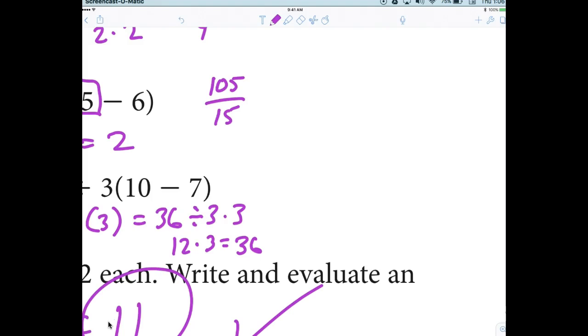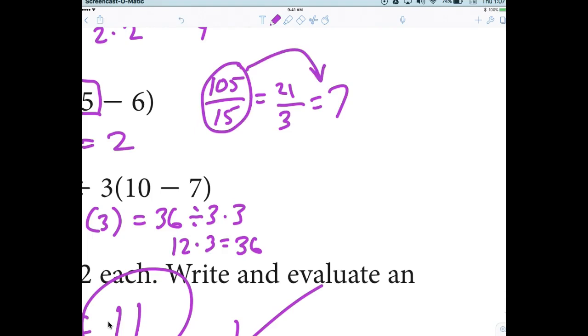If I take 105 and divide it by 15, since I don't know that that's 7, what number goes into 105 and 15? Obviously, 5 does. So I can divide both of those by 5. 105 divided by 5 is just 21. That's not a big deal, right? And then 15 divided by 5 is what? 3. So now 21 divided by 3 is 7. So 105 divided by 15 is 7.